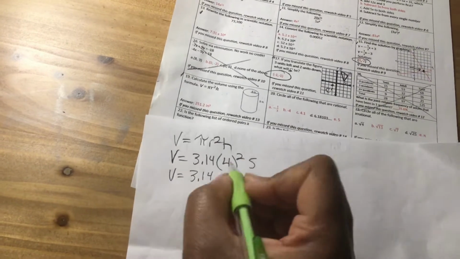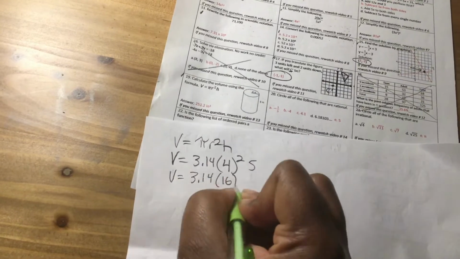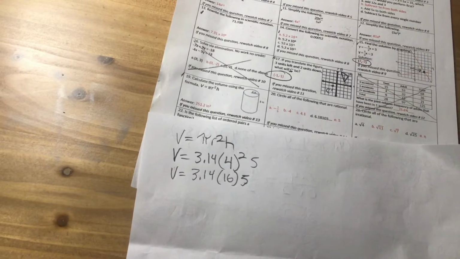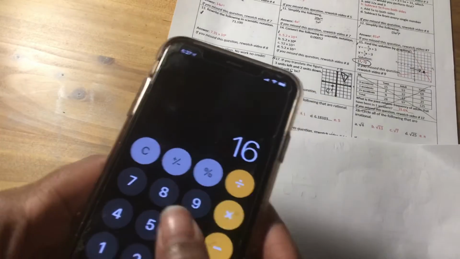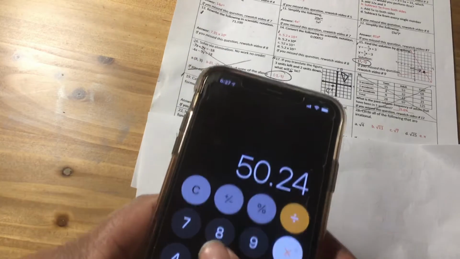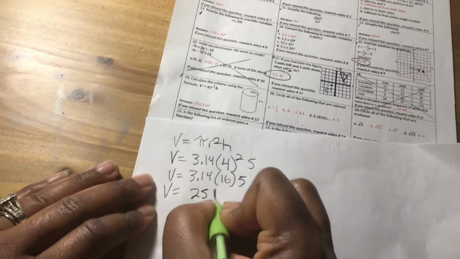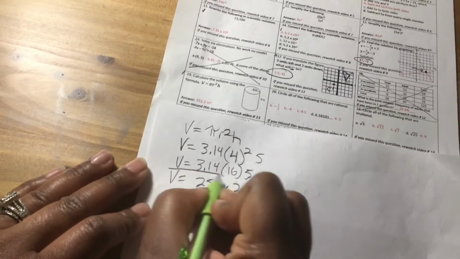Get my calculator. You're going to use your calculator here, and you have 3.14 times 4 times 4 is 16 times 5. Okay, so you'll multiply all of those together. 3.14 times 16, you could just use a basic calculator for this, times 5. So this is going to give me V is equal to 251.2. And since it's talking about volume, it's going to be inches to the third power.